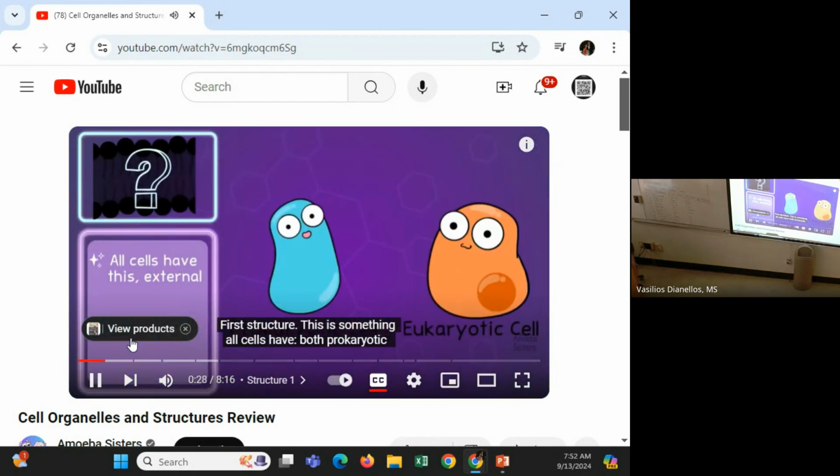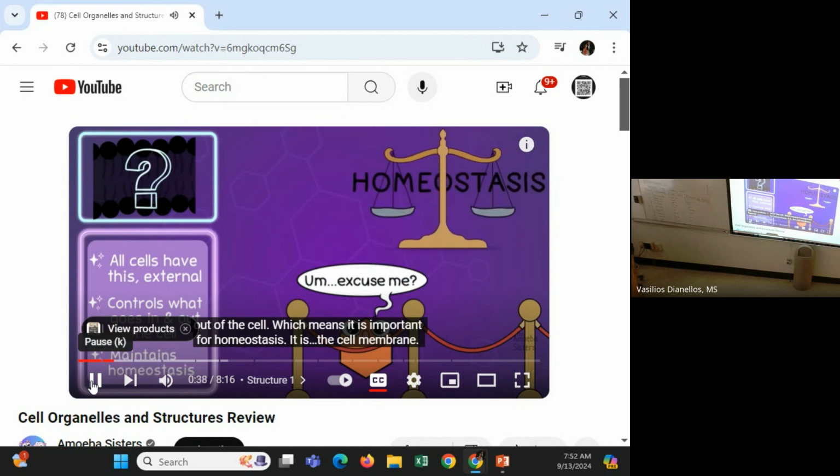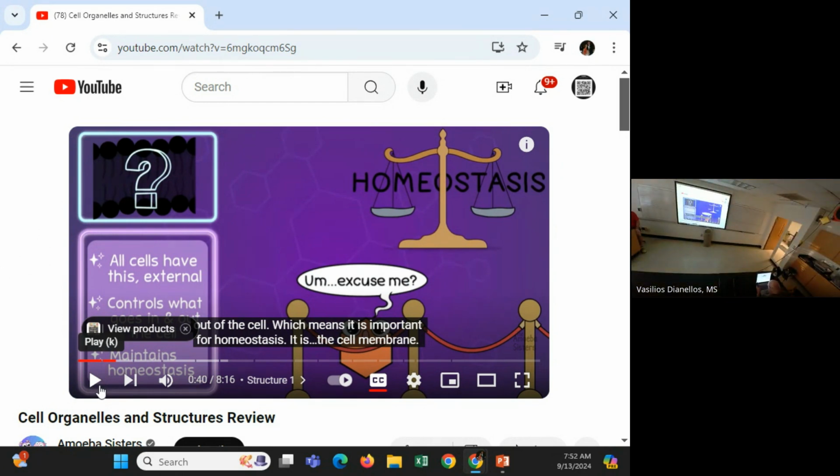Seven. Any guesses what that is? It's a thing that both prokaryotic cells and eukaryotic cells have, that controls what comes in and out of the cell, and therefore maintains homeostasis. This is too early. If you don't overthink it, it's actually pretty easy. It's a cell membrane. So all cells have a cell membrane, which obviously controls what comes in and out.